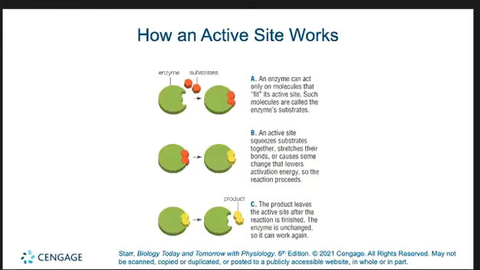So there it is, right? An enzyme can act only on molecules that fit its active site, just like a key only opens one lock, okay? An active site squeezes the substrates together and stretches bonds so that the bonds are easier to break, or in some cases to make. That lowers the activation energy, and as a result, the reaction happens more rapidly, right? Product leaves the active site after it's finished, and the enzyme can turn around and do the same process again, right?